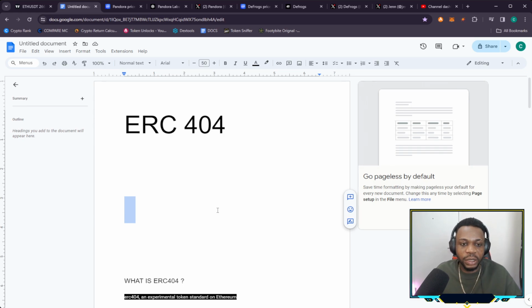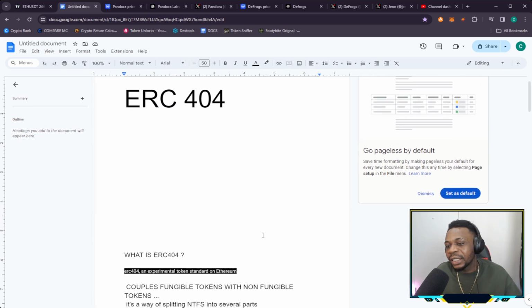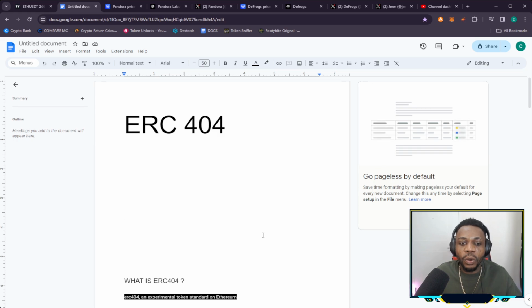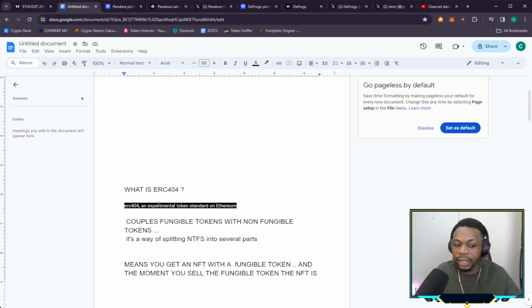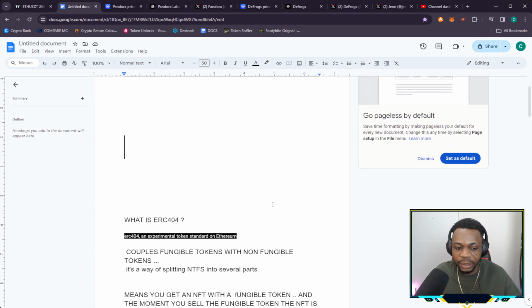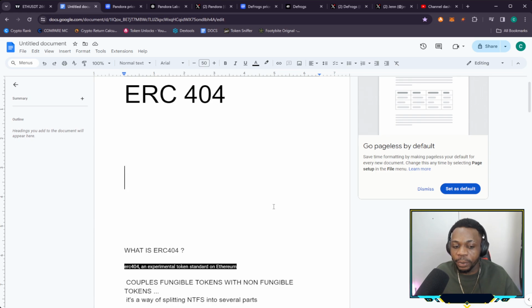So let's just go straight into this. With my own basic understanding, what is this ERC404 narrative all about? First of all, it's still an experimental token standard on Ethereum. So it's still more of an experiment in how they're going to go about it. So there's still room for improvement.